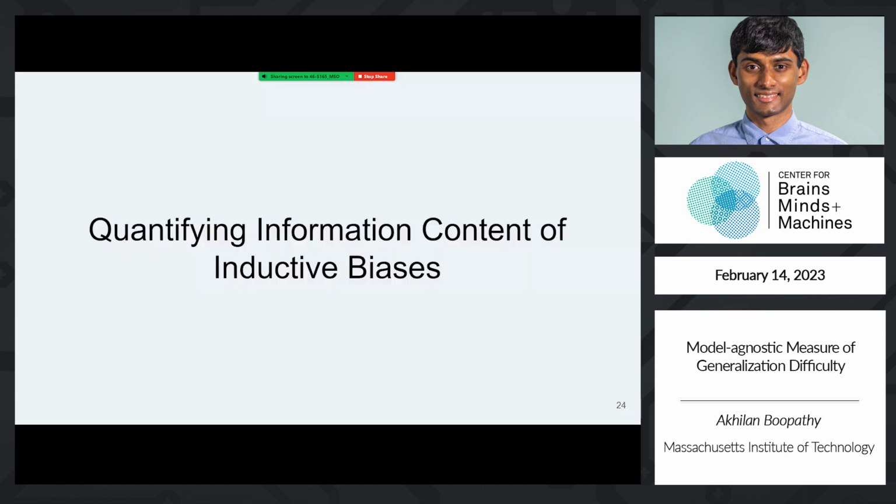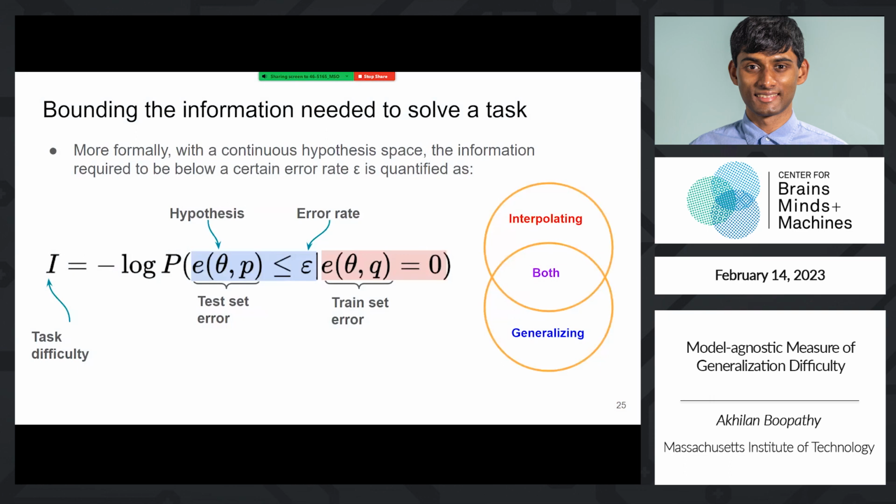All right, move on. So our first step to actually being able to quantify what we saw from earlier is just to write out more formally and mathematically that expression from earlier. So here I'm defining task difficulty, or this inductive bias complexity measure, as negative log of now a probability. This probability is just the conditional probability that given that a hypothesis interpolates the training set, what's the probability that it generalizes well, up to some error rate epsilon.